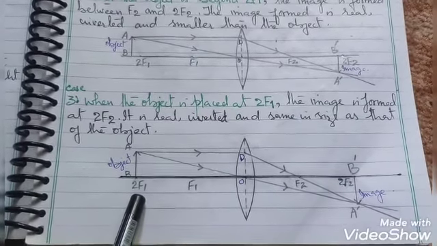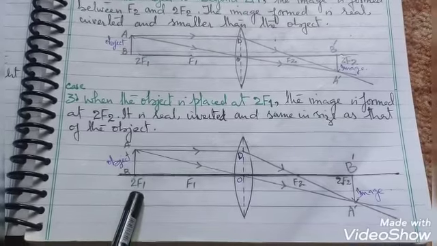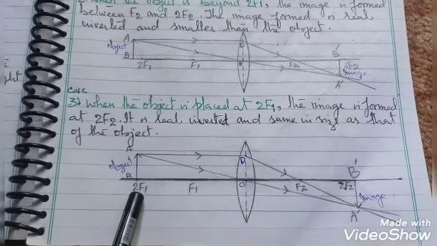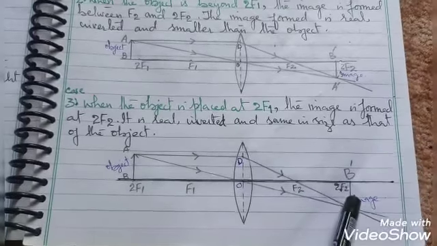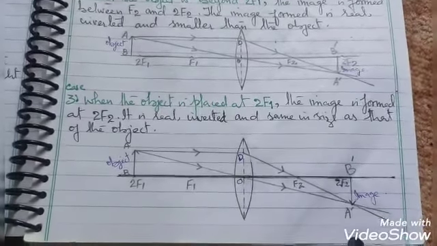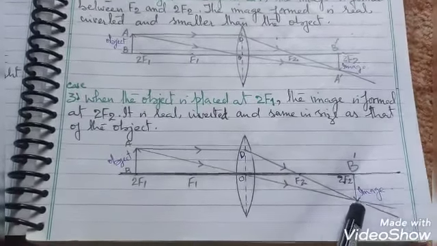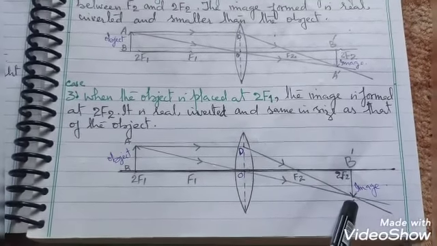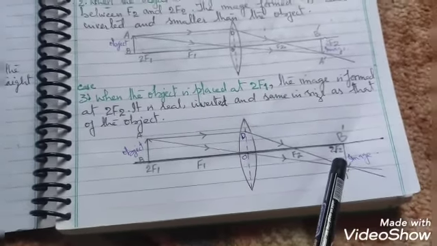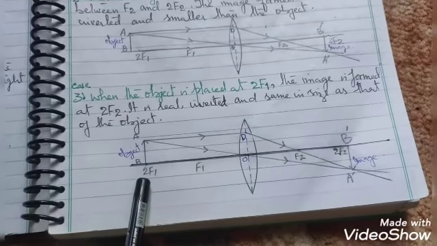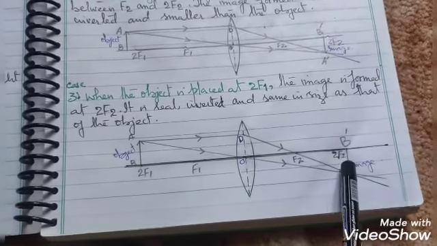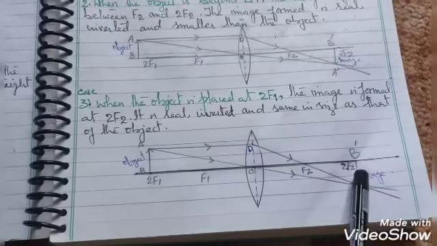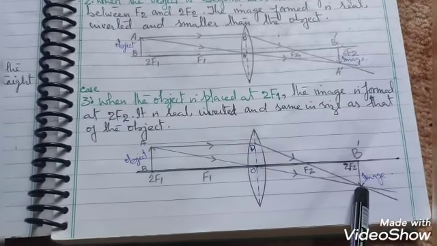Dear students, thus when the object is placed at a distance 2f1 in front of a convex lens, the image is formed at 2f2 on the other side of the lens. The image formed is real, inverted, and of the same size as the object. So, when the object is placed at 2f1, image is formed at 2f2. It is real, inverted, and the same in size as the object.